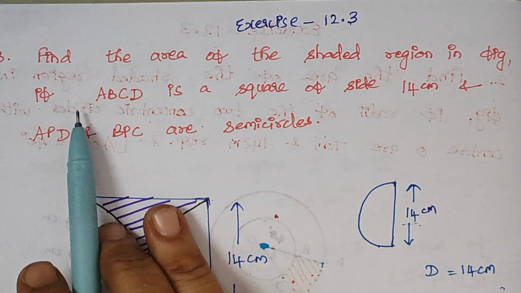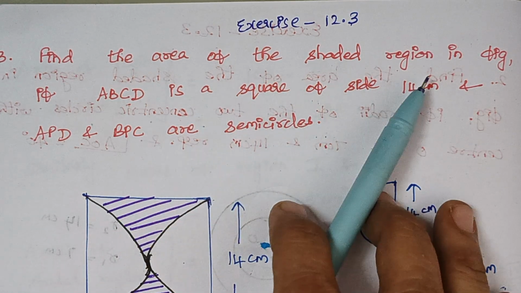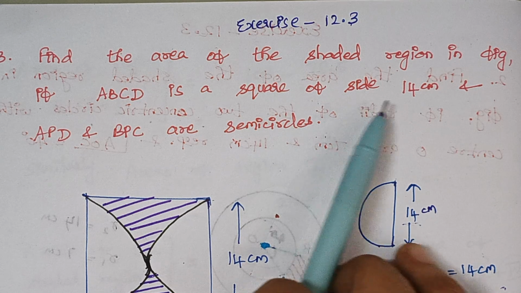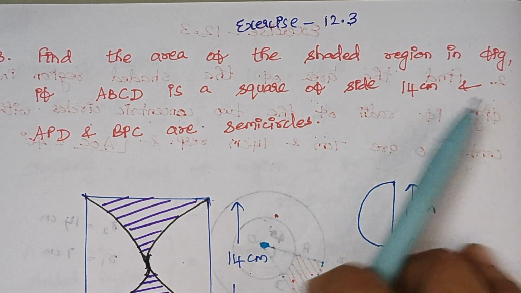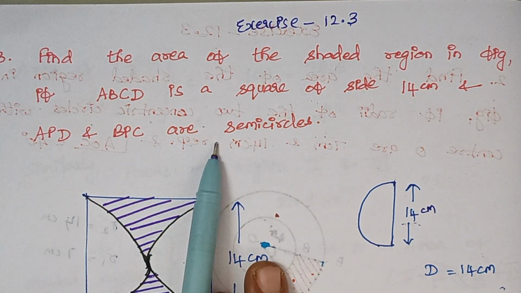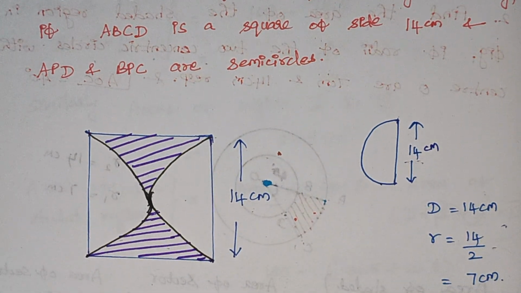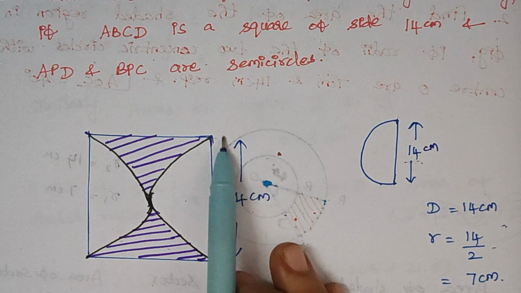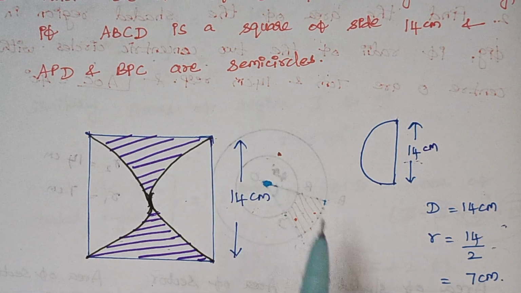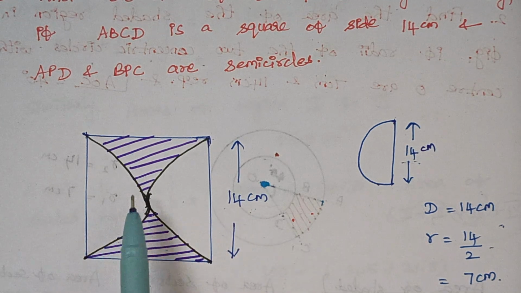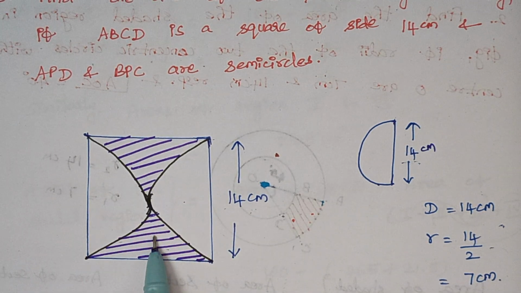Problem number 3. Find the area of the shaded region in the figure if ABCD is a square of side 14 cm and APD and BPC are semicircles. So here you see we have a square, right? Whose side is 14 centimeters. We have to find this shaded part.